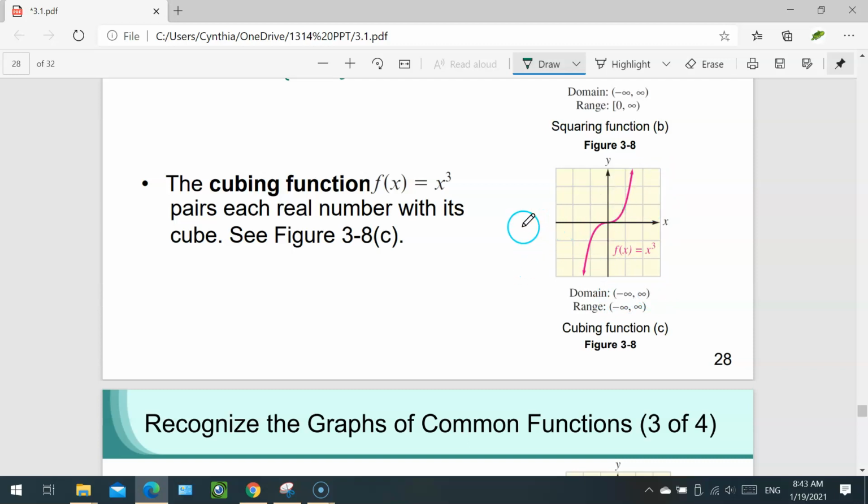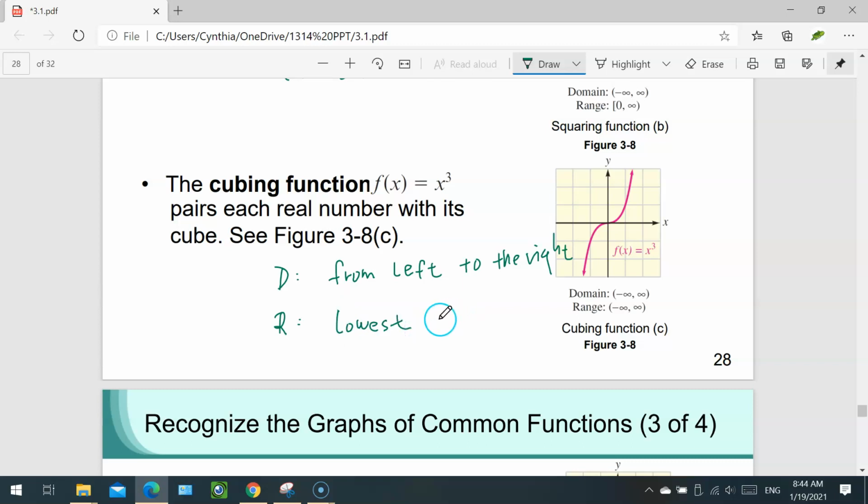When we represent the domain, let me put down here, we go from left to the right. When we represent the range, we go with the lowest to the highest. That's the way we represent. That's a pattern for how we represent the domain and the range.